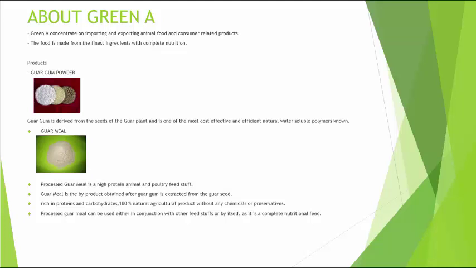One of the B2C e-commerce retail industries which I have chosen is a pet product company known as Green A. Green A is a growing production and trading company in Malaysia and also the rest of the world. Green A concentrates on importing and exporting animal food and consumer-related products. The food is made from the finest ingredients and complete nutrition. There are two products under the Green A company, one of which is guar gum powder and also guar meal.